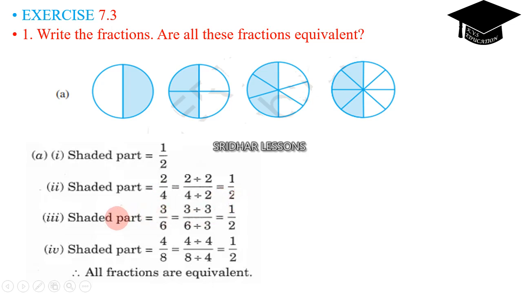Again, here the shaded parts are 3 and total parts are 6. So 3 by 6. This is further simplified as 1 by 2. Next, for this one, the shaded parts are 1, 2, 3, 4. And the remaining parts are 1, 2, 3, 4. So total parts are 8. Shaded is 4. So 4 by 8. This is equal to 1 by 2. And therefore, since all the values are the same, 1 by 2, all fractions are equivalent.